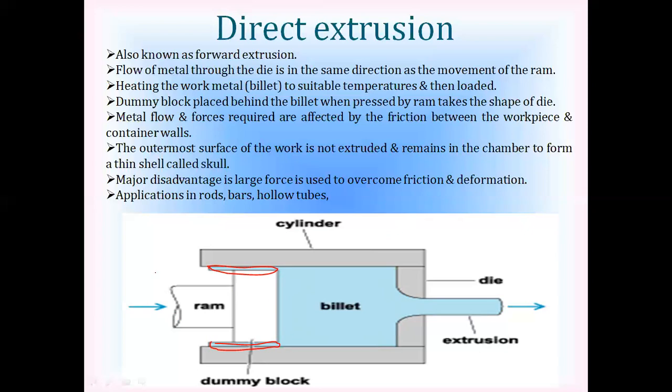Another important disadvantage is that when a large amount of friction force is developed between the walls of the container and the die, we need a large amount of force to push this billet through the die cavity, which means there is some resistance offered. That is the reason that when we use the direct extrusion process, especially for the development of rods, bars and hollow tubes, we experience more frictional forces, due to which we need more force for the movement of the material.